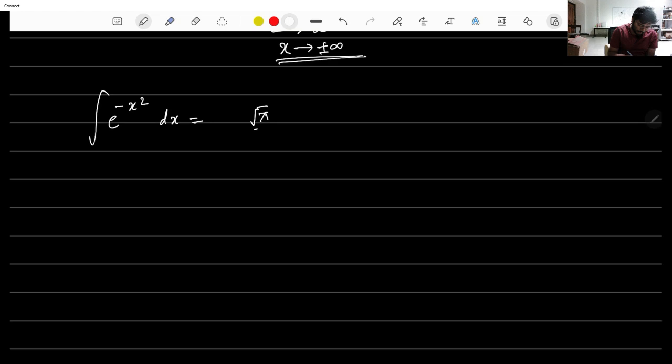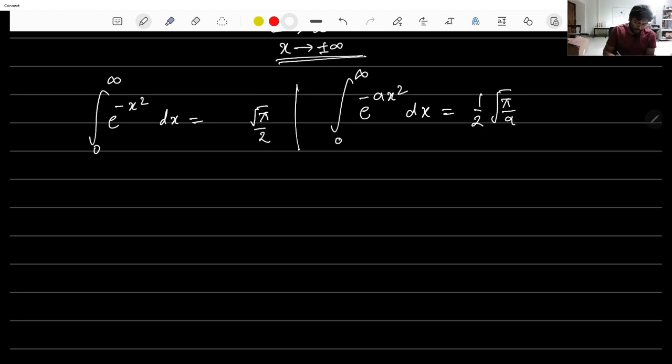Okay, so till now what we learned is that the integral of e to the power minus x square dx from 0 to infinity equals root pi by 2, and the integral from 0 to infinity of e to the power minus a x square dx is equal to 1 by 2 root pi by a, fine, where the real part of a is greater than 0.